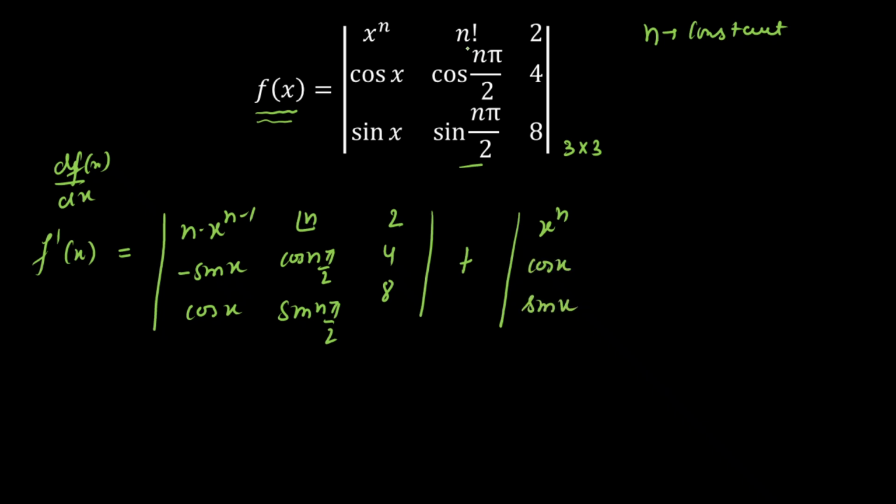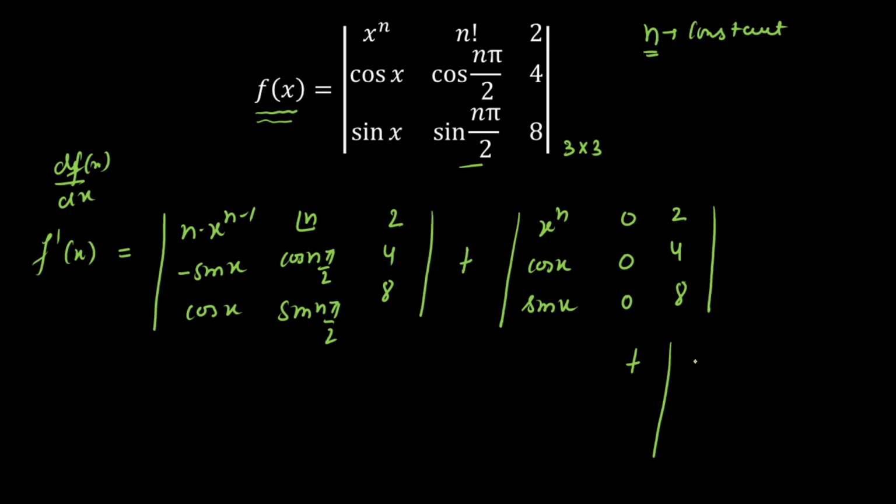Now I'll differentiate n factorial. See here, if n is a constant, then n factorial is also constant, and differentiation of a constant is 0. So similarly, cos of n pi by 2 will be again 0. Similarly, sin of n pi by 2 again will be 0, and the column 3 will remain intact, that is 2, 4 and 8.